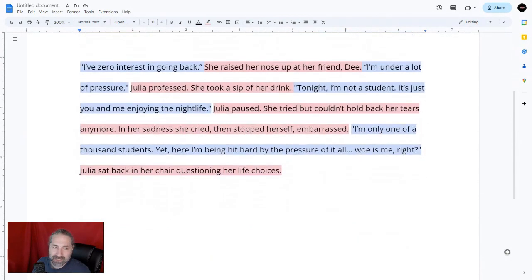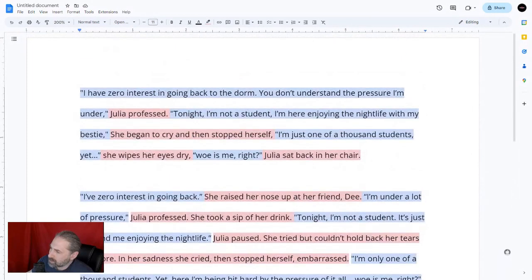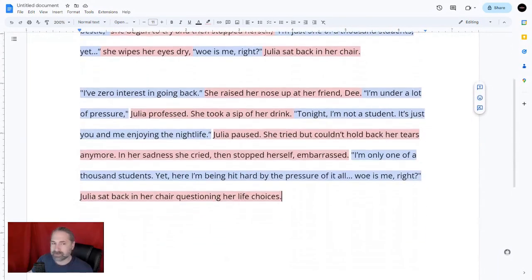This one blocks the scene a lot. There's a lot of blocking, and a lot of telling: in her sadness, she cried. Well, when she cried, we know she's sad. We know she's maybe overwhelmed, whatever. We're allowing the imagination to fill in the blanks. But her talking is so dead on. I'm only one of 1,000 students, yet here I'm being hit hard by the pressure of all. Whereas this is, I'm just one of 1,000 students, yet woe is me. Subtext is a powerful tool in writing.